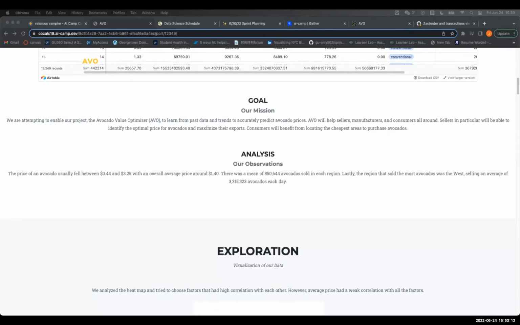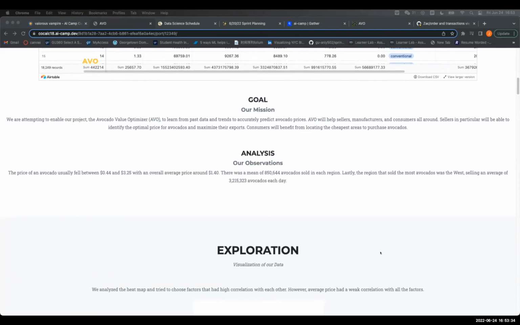Some brief observations of our data include that the price of an avocado usually sells between 44 cents and $3.25, with an overall average price around $1.40. There was also a mean of 850,000 avocados sold in each region. And lastly, the region that sold the most avocados was the West, selling an average of 3.2 million avocados each day.